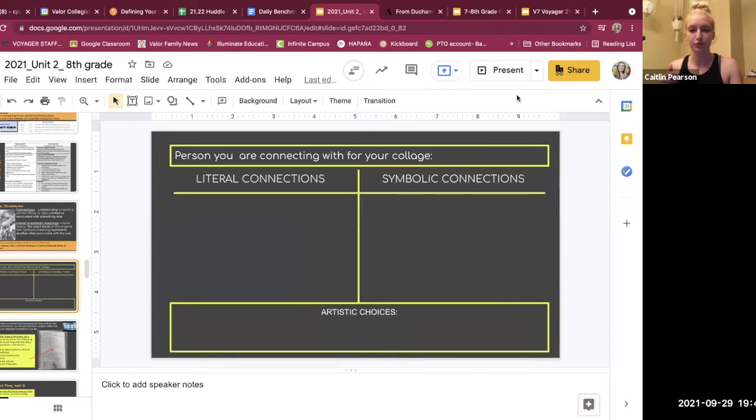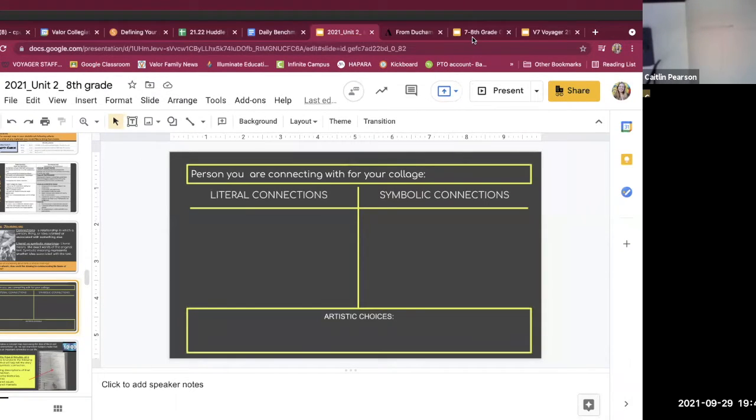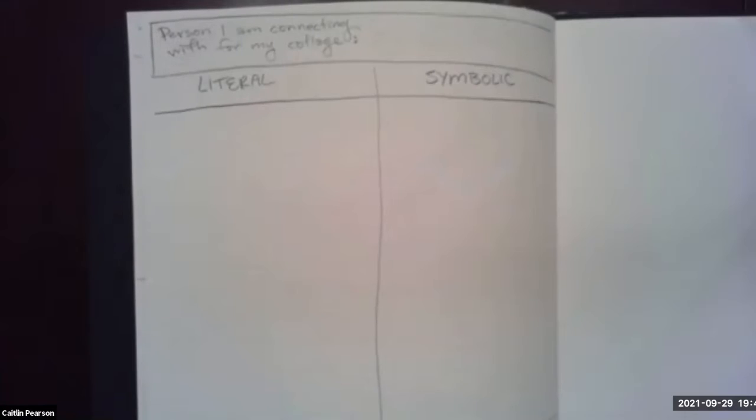All right. So this next thing is you have your literal connections and your symbolic connections. And we're going to break this down. I'm going to go ahead and show my sketchbook real fast. Here we go. And let's zoom this in just a little bit. I'm going to fix this up real fast. I'll be back. All right, here we go.